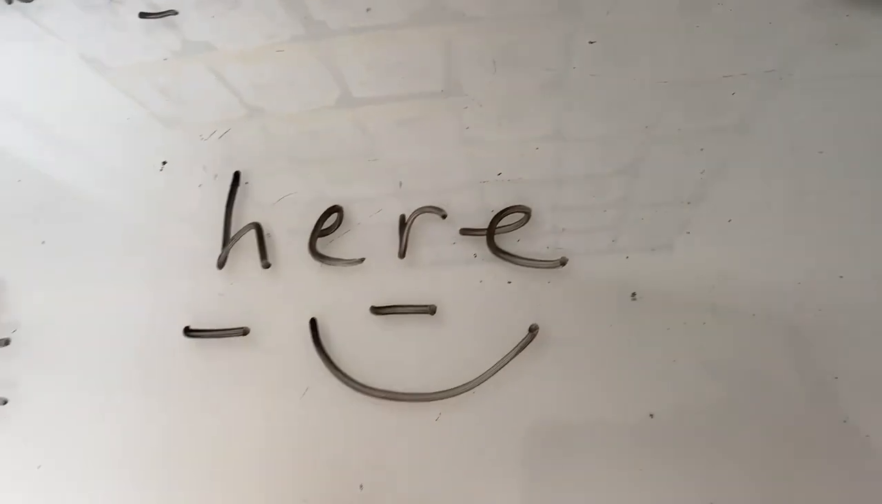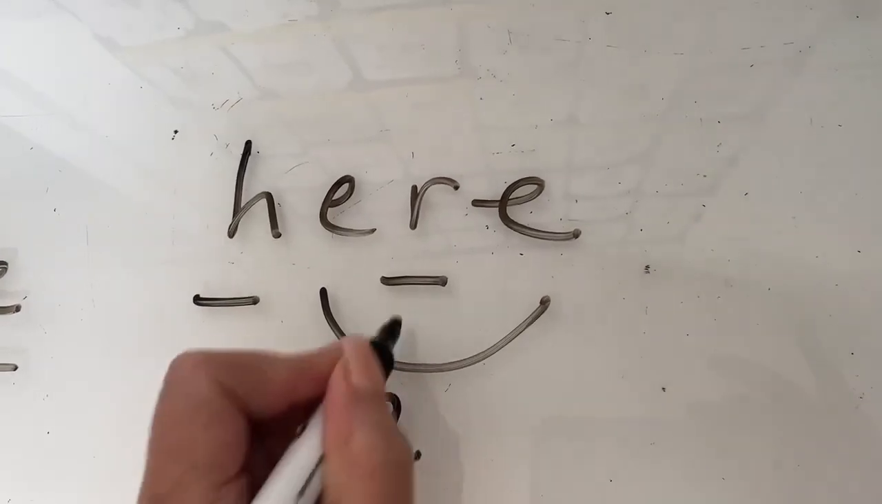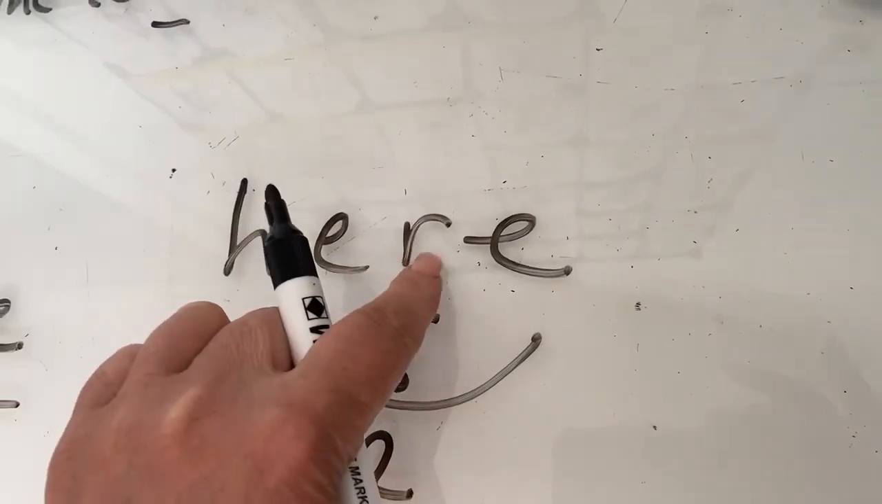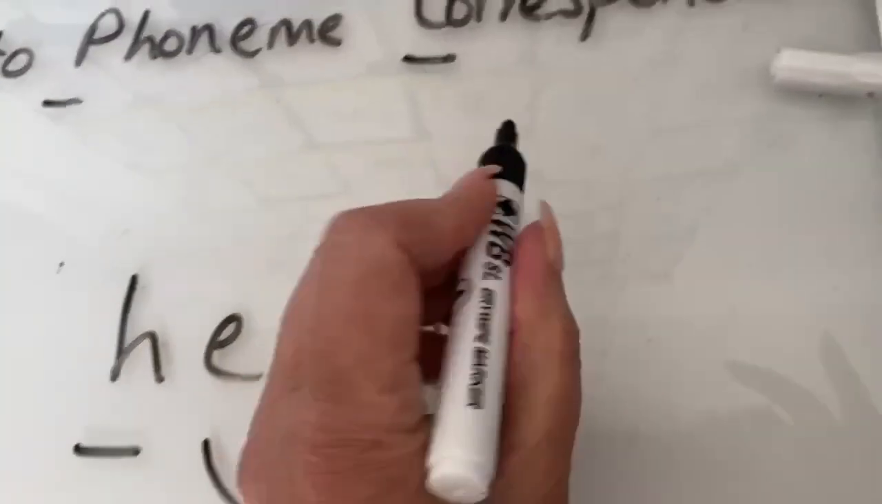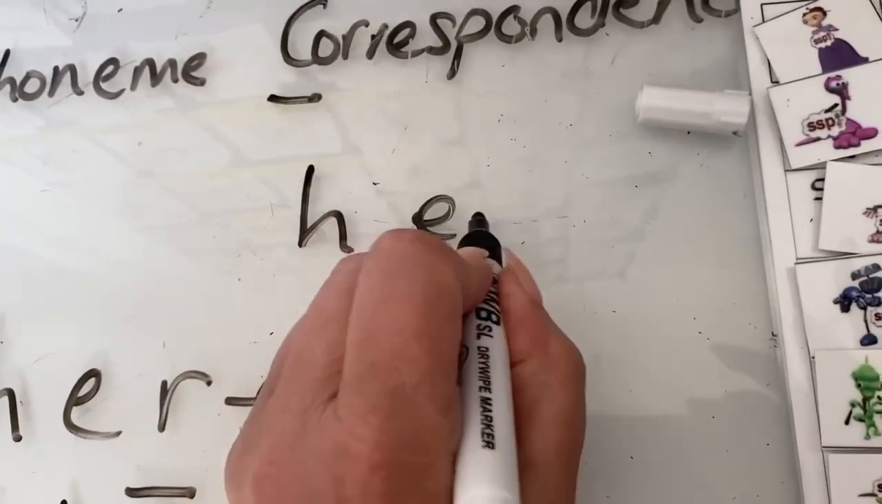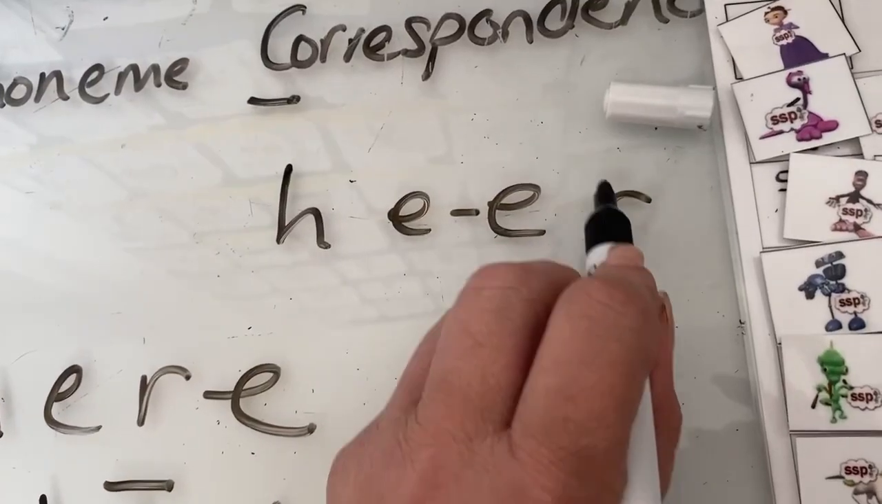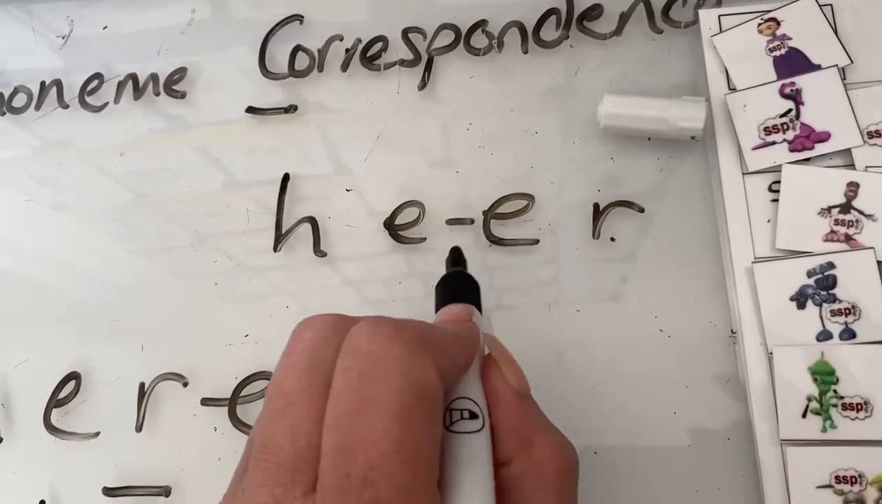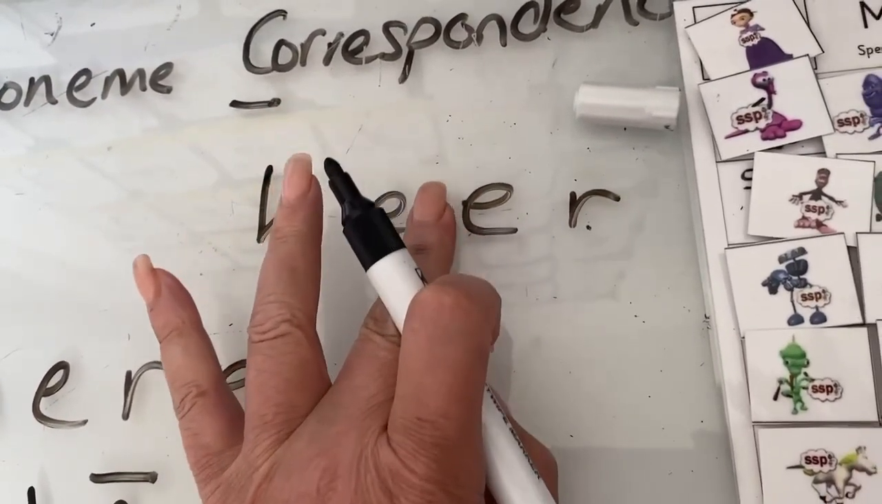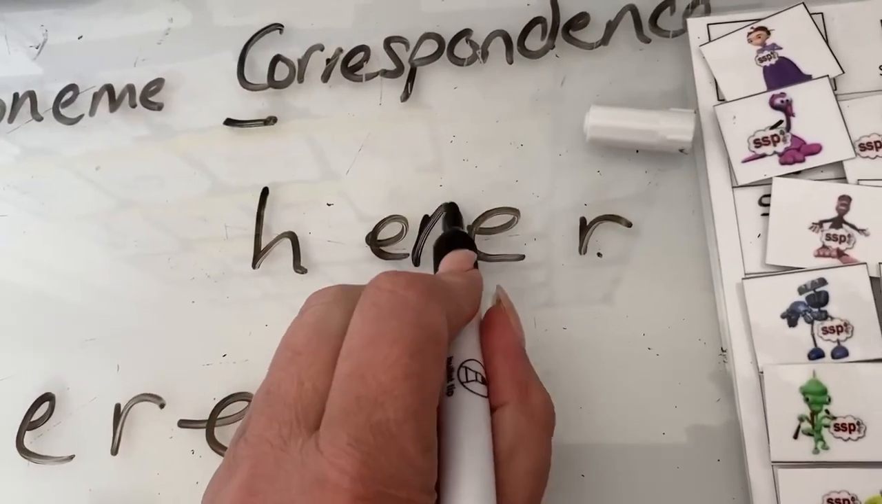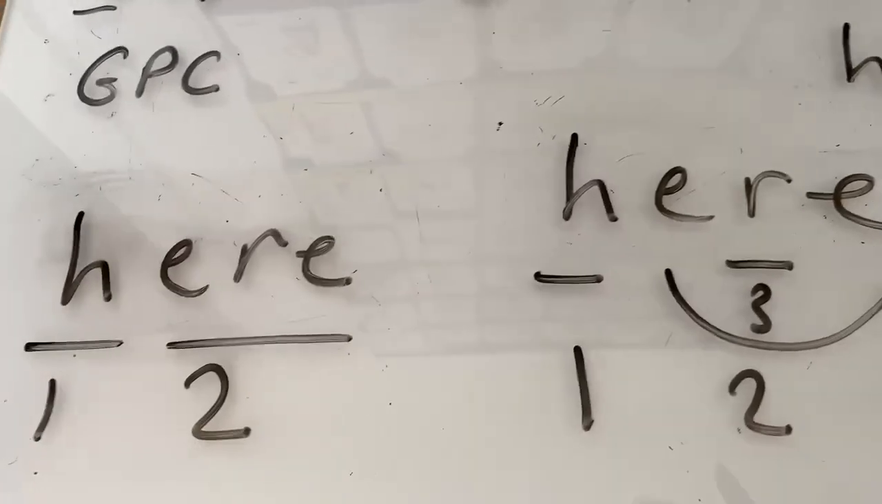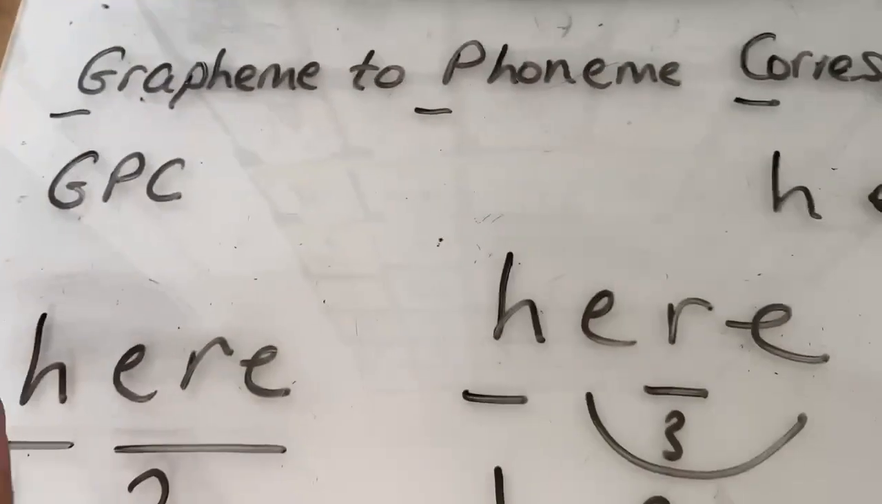So that would be a split digraph, wouldn't it? Ear, here. And this R actually represents the schwa. So if you're thinking about the graphemes, it's like here, and that's why we call it a sound pick sandwich, because this is representing the sound in this word, and it jumps in so that it becomes a sound pick sandwich. So we've got here.